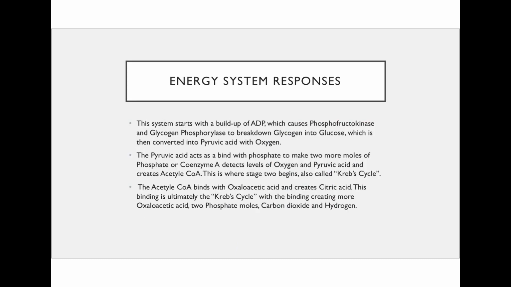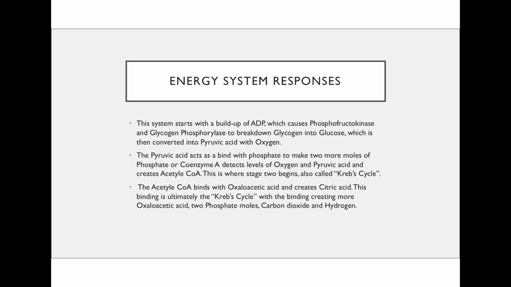Energy system responses. This system starts with a build-up of ADP, which causes phosphofructokinase and glycogen phosphorylase to break down glycogen into glucose, which is then converted into pyruvic acid with oxygen. The pyruvic acid binds with phosphate to make 2 more moles of phosphate, and coenzyme A detects levels of oxygen and pyruvic acid, and creates acetyl coenzyme A.